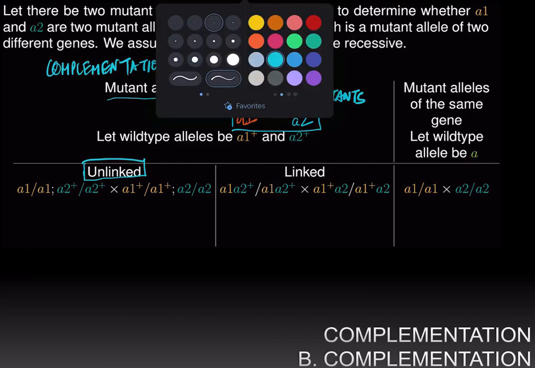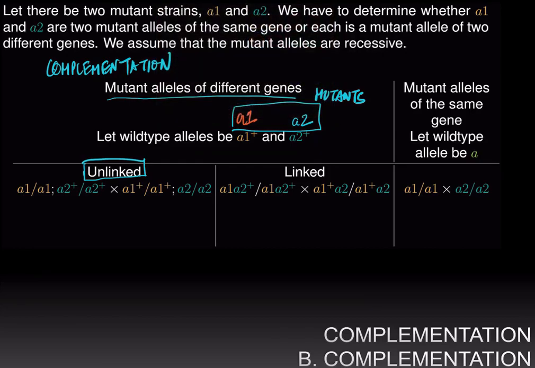Now, since we have a pure breeding strain of the A1 line, or the A1 allele, they must be homozygous for A1, and they also must have the wild type allele of the other gene, so they should be A2 plus over A2 plus. Similarly, if you look at the mutant strain that is A2, since it's pure breeding, it must be homozygous for A2, while it must be homozygous for the wild type allele of the first gene.